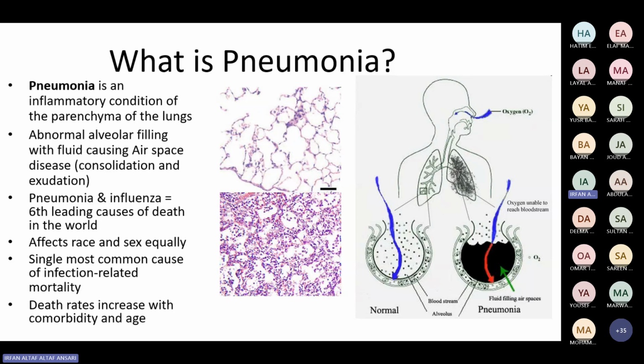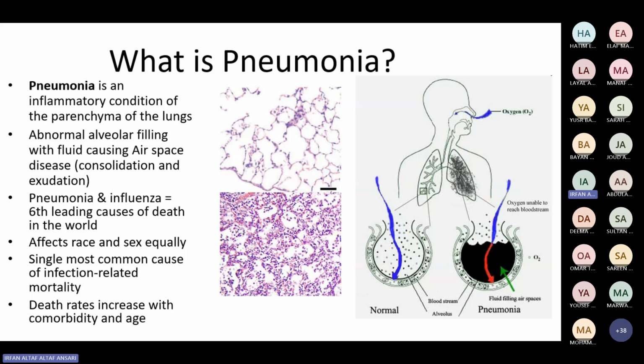As I told you, it can affect any age group, any race and any sex. There is no difference between the Asian, the European, or the American. Black race, white race, Indian, Saudis, Pakistanis, all will get affected with pneumonia at an equal rate. There is also no difference between male and female, and it is the single most common cause of infection related mortality. When you talk about infection, most commonly it is pneumonia which leads to death.